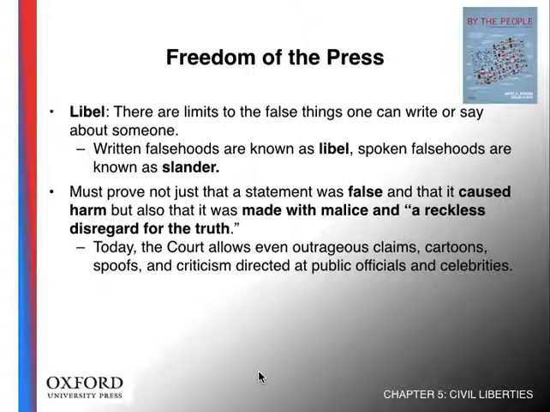And then with freedom of press, there are limits to false things that you can say or write about someone. Anything that's written that's a lie is libel. Anything that's spoken is called slander. But the person that is being slandered or libeled against is the one that has to prove three things: that the statement was false, that it caused some harm, and that it was made with malice and a reckless disregard for the truth.